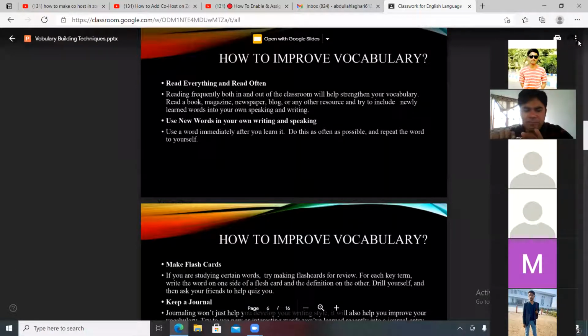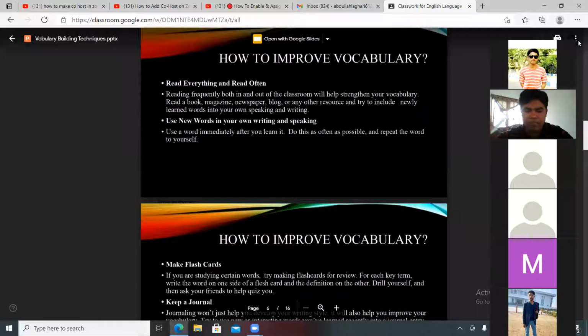Now, using flashcards is very helpful in terms of being in touch with the words. If you're studying certain words, try making flashcards for review. For each key term, write the word on one side. For example, you've come across a new word. Write down the word here, and then on the back side, write down its meaning, make a sentence with that word, and write in brackets whether the word is a noun, what its verb, adjective and adverb can be. So by learning one word, you can learn about many other words as well.